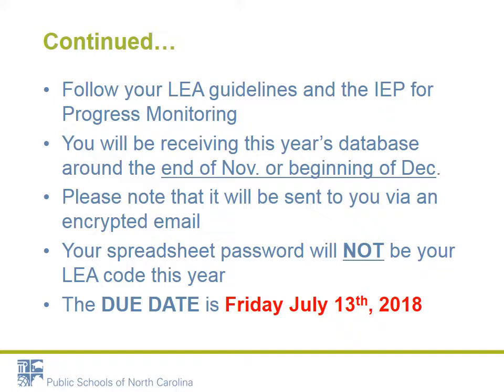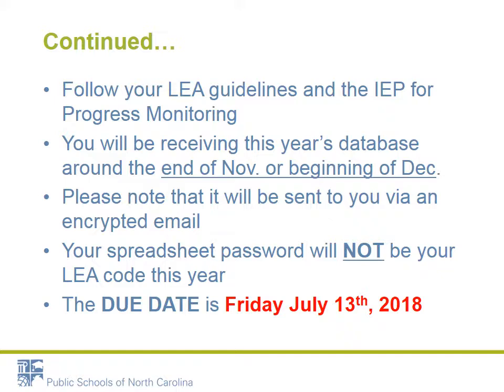Spreadsheets will be sent via encrypted email this year, so be looking for those in December and January. The spreadsheet will only be sent to the person identified by your EC director as the lead for your LEA, and we will be confirming that with them before we send it out. Your password this year will not be your LEA code, so you will be notified of the password either by phone call or a separate email. Please do not change the password to your Excel document spreadsheet.